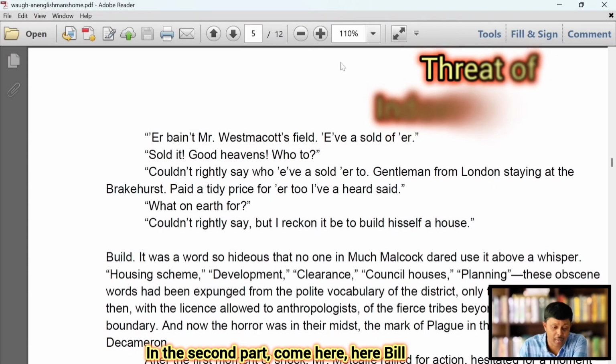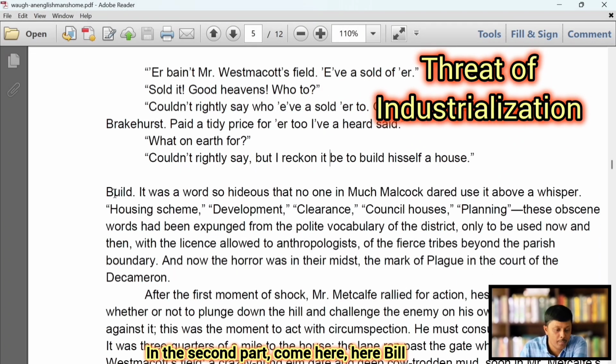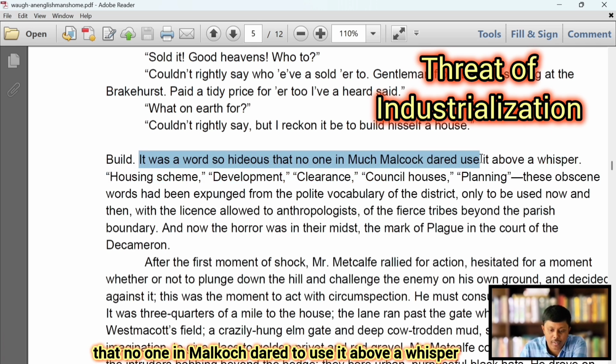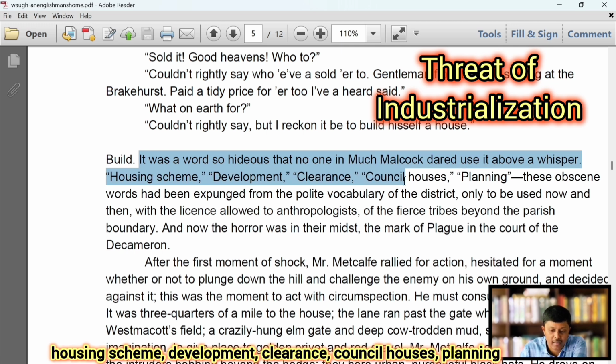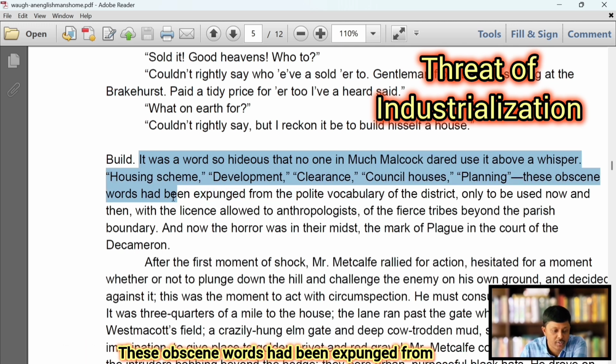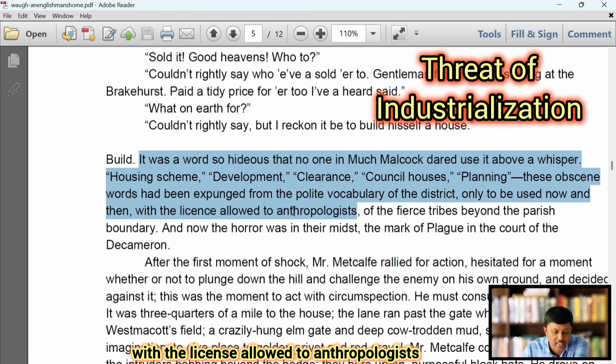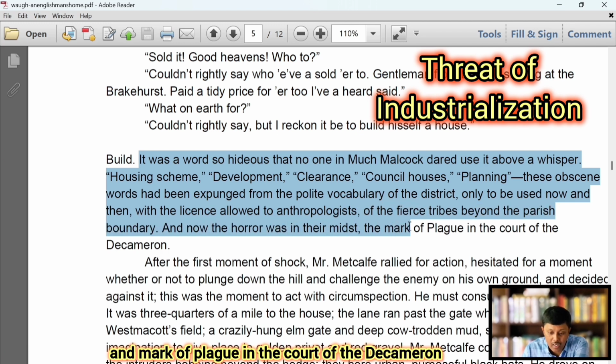In the second part, here, build. It was a word so hideous that no one in Malcock dared to use it above a whisper. Housing scheme, development, clearance, council houses, planning, these obscene words had been expunged from the polite vocabulary of the district, only to be used now and then with the license allowed to anthropologists of the fierce tribes beyond the parish boundary. None of the horror was in their midst, a mark of plague in the court of the Decameron.